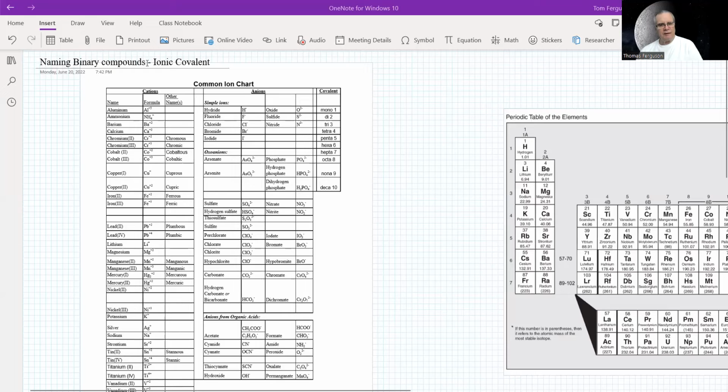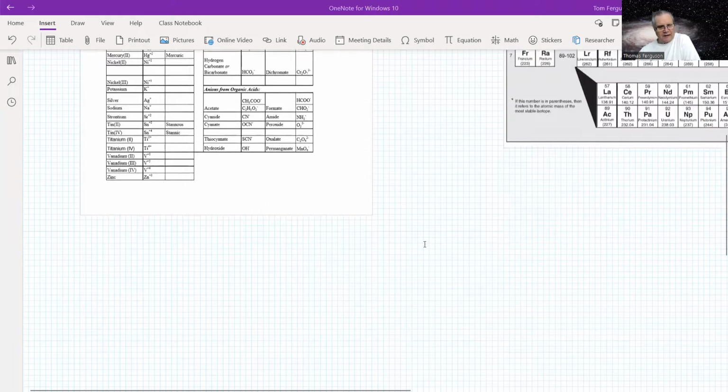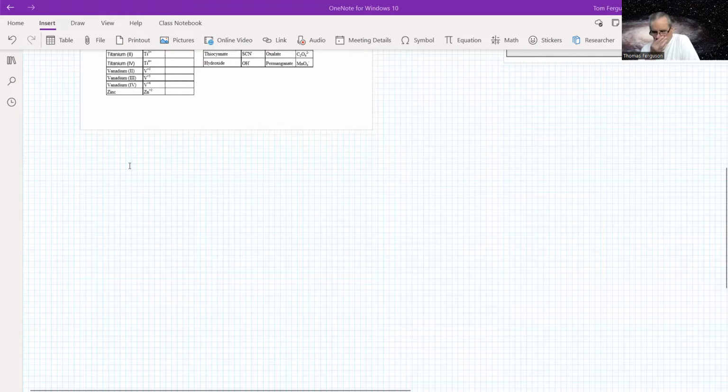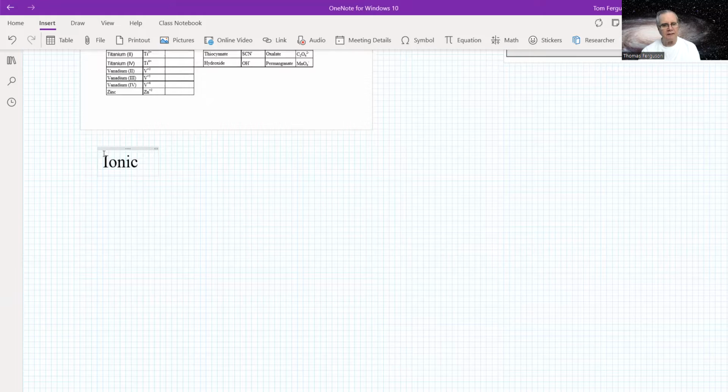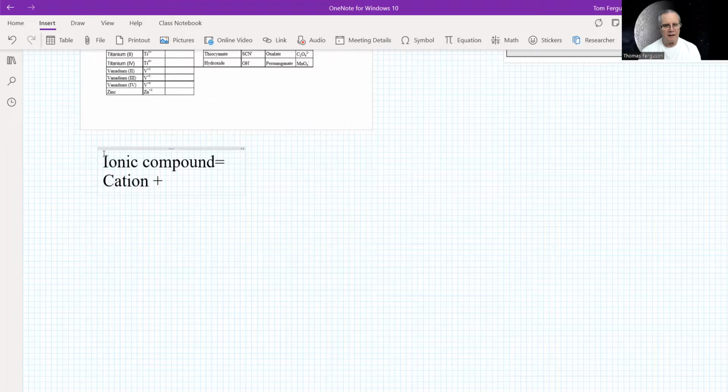Up here I mentioned naming binary compounds, ionic and covalent. Unfortunately, the naming convention for ionic and covalent compounds are not the same, so we have to differentiate between the two. First of all, you have to figure out, are we talking about an ionic compound or a covalent compound? Now, just as a quick review, an ionic compound equals a cation plus an anion. No exceptions. Period. No exceptions.